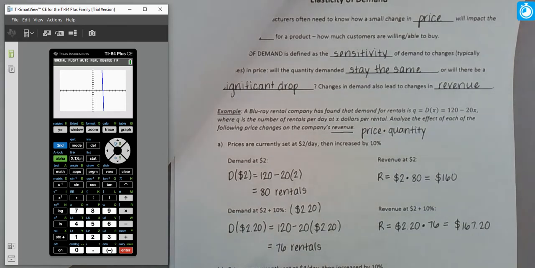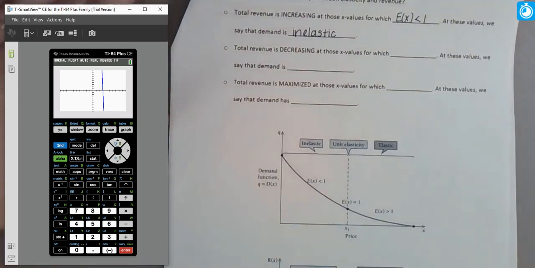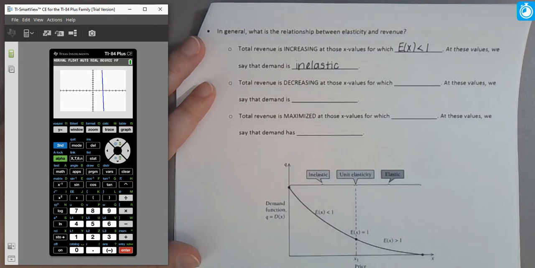So notice we had a small decrease in the quantity demanded, but the additional price we were charging offset that, and so our revenue was continuing to increase because we were charging more, we weren't losing a ton of customers. So at those particular values, we say demand is inelastic because overall the changes in price don't result in major changes in the quantity demanded. And so for those particular values, we would say revenue is increasing. In other words, again, we can continue to improve our revenue.